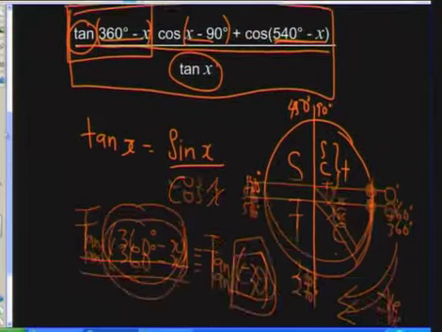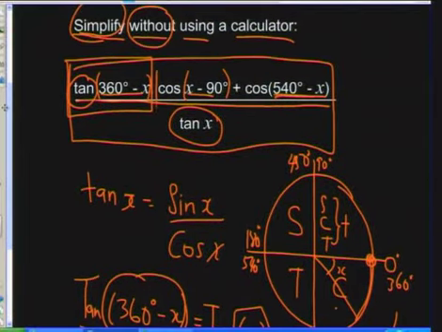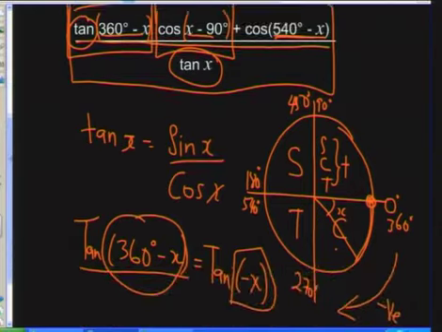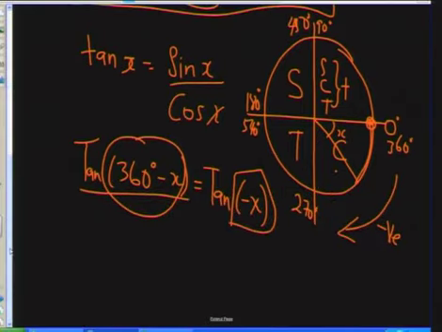Let's go on to the next one. The next one in our problem is cos(x minus 90 degrees). Cos(x minus 90 degrees). Let's just write that down.